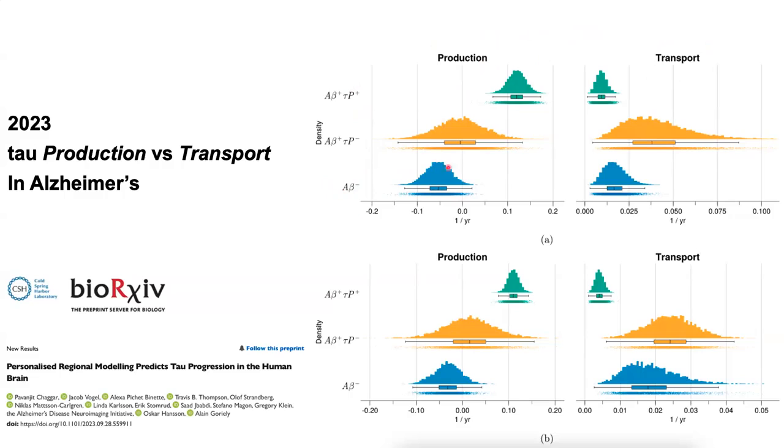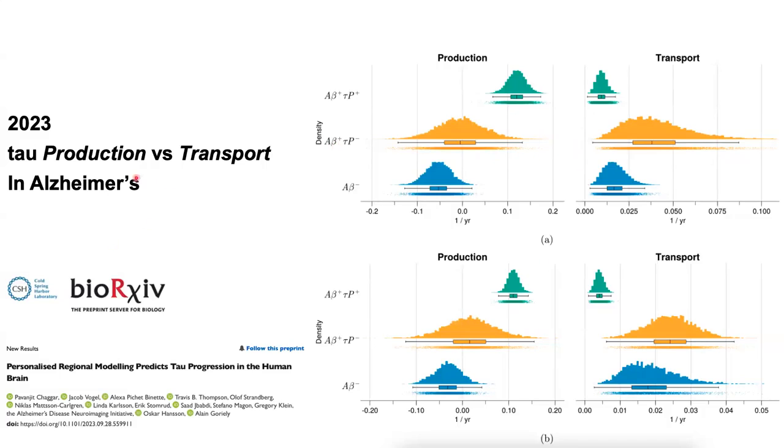So this is amyloid negatives in blue, accumulating amyloid, but not yet tau. These are tau spreading and tau production parameters being estimated. That's amyloid positives, tau negatives in yellow. And then once tau is accumulated, amyloid positive and tau positives in green. So you can see that the local production parameter seems to be higher than the transport in the later phase when you have both amyloid and tau positivity. And this was consistent in the BioFinder study as well. But in the amyloid positive phase, the parameters are the other way around.